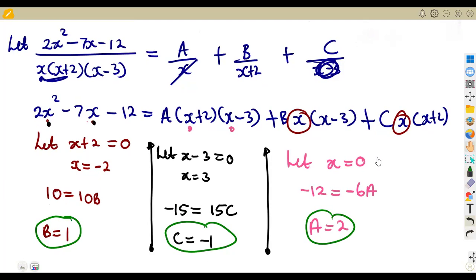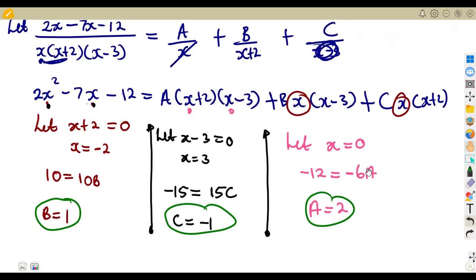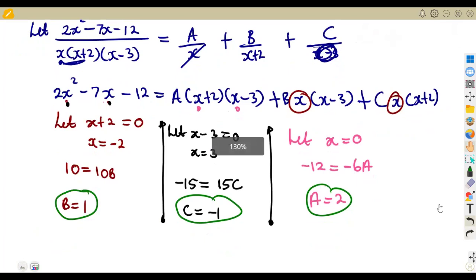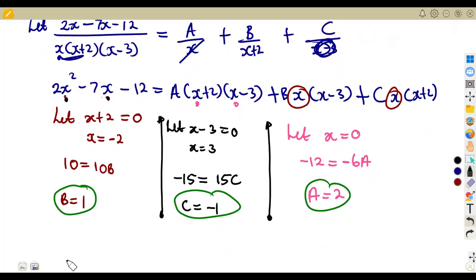With these values, we are going to substitute so that we'll be able to integrate whatever we are given with respect to x. So having this, we can say that from this a over x, our a is 2. So we are supposed to get 2 over x plus b over x plus 2. Our b is 1. So this was supposed to be plus 1 over x plus 2. All right. Plus c over x minus 3. Our c is minus 1. So it's going to be minus 1 over x minus 3.